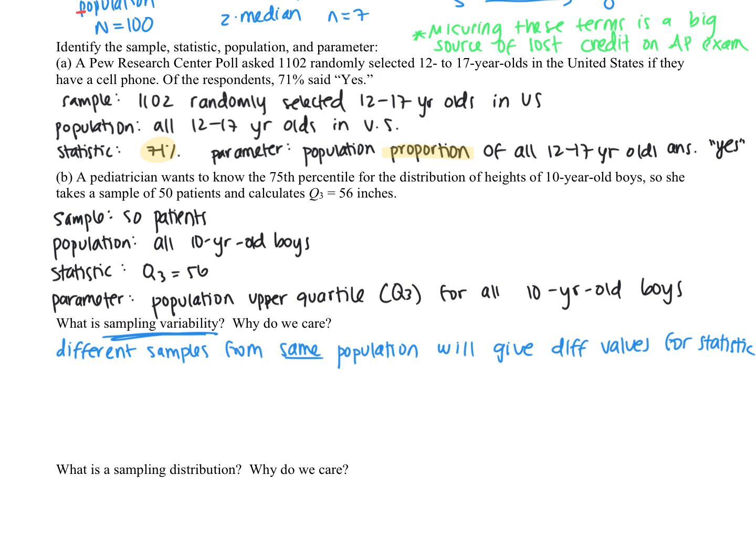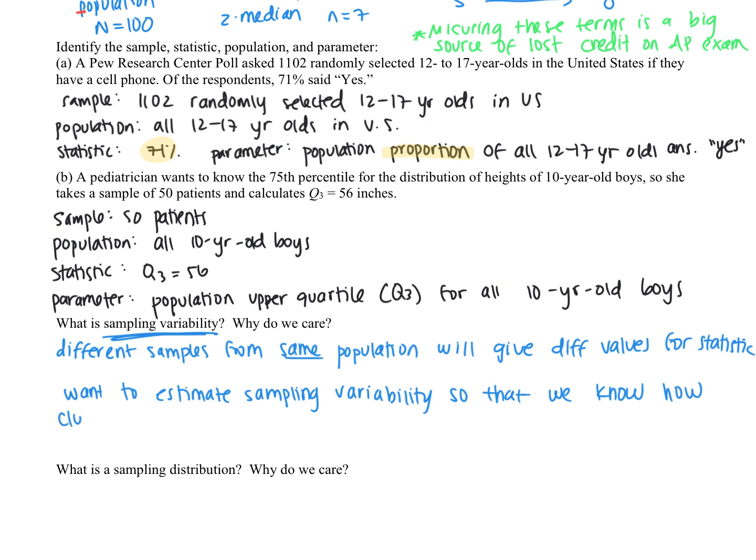So the question, of course, why do we care? We want to estimate that sampling variability. Like we talked about back here, we want that sampling variability to be small. So we want to estimate the sampling variability so that we know how close our estimate is to the truth.